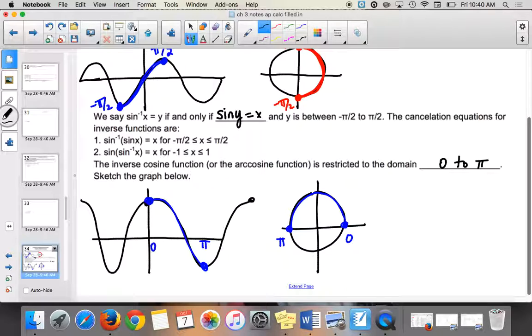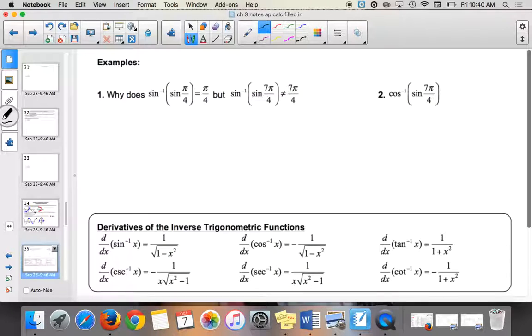Okay, so there's a really cool proof on why the derivatives are the way that they are. But students never liked it, so I'm not going to do the proof of why the derivatives are these things, but the derivatives are at the bottom here. We'll go ahead and do number 1 here.